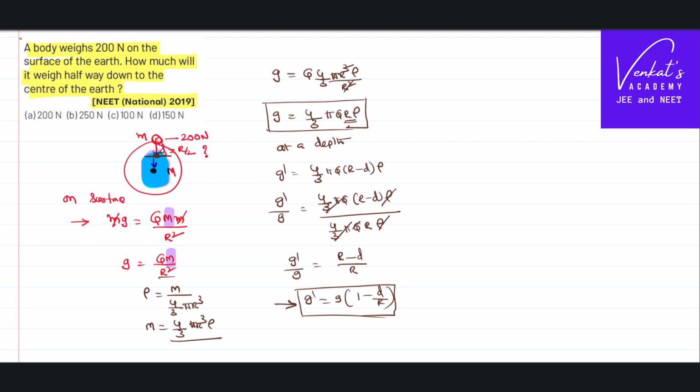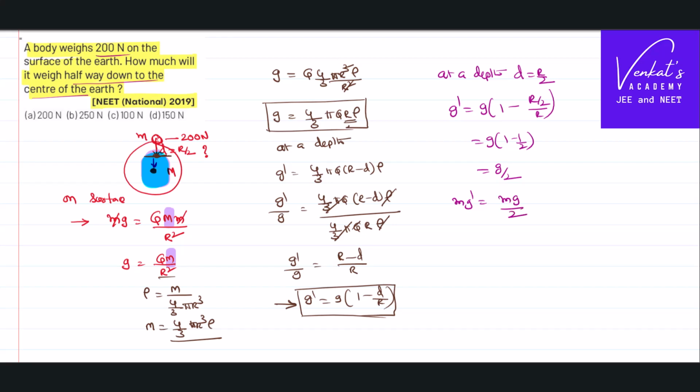Now it is said, how much will it weigh halfway down the earth. That means at a depth d equal to R by 2, g dash is g of 1 minus R by 2 by R. So g of 1 minus 1 by 2, that equals g by 2. So mg dash is also mg by 2. The original weight mg is given as 200, so 200 by 2. So its value will be 100 Newton. So the answer for the problem is 100 Newton.